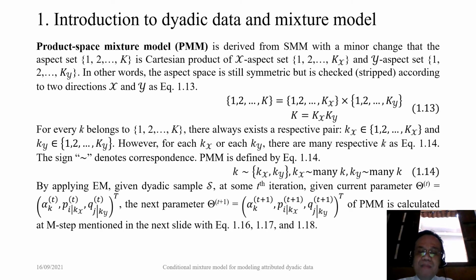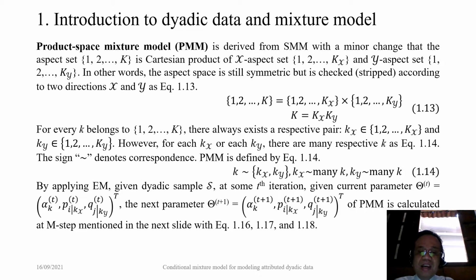The mixture model BMM is derived from SMM with a minor change: the aspect set 1 to K is the Cartesian product of the X space set and the Y space set. In other words, the space is still symmetric but it is adjusted according to two directions, X and Y, according to equation 1.13. For every k belonging to 1 to K, there exists only one quadratic pair kx and ky. However, for each kx or each ky, there are many quadratic k, as in equation 1.14. The tilde sign denotes that the corresponding BMM is defined by equation 1.14.